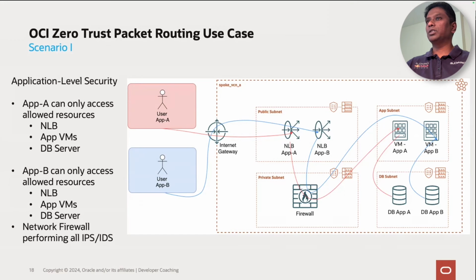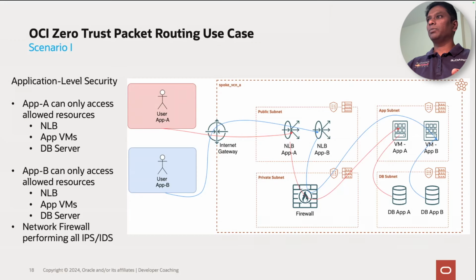Now, the first scenario which I want to walk through is the application level security. This is a no brainer. The end goal is to make sure you have a certain path for each different application's users. So you have application A and application B. In an ideal world, you want users of application A to use application A and users of application B to use application B, right? At the same time, you want your databases to be also aligned. So database A aligned to application A, database B aligned to application B, right?